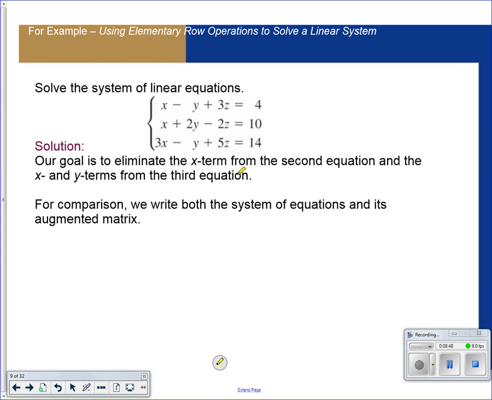If you're looking at the next thing, just wait and I'll get your question when we get there, just so I can see what you're talking about. So your goal is to eliminate the x term from the second equation and the x and y terms from the third equation. When you are writing your different terms, you're going to write them in the augmented matrix.